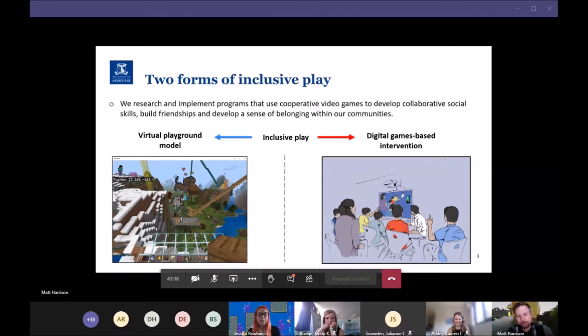So we have pretty much two main forms of inclusive play that use cooperative video games to develop collaborative social skills, facilitate friendships, and foster a sense of belonging. The first of these is the virtual playground model, which is a more free play creative type activity. And then digital games-based intervention is the other one, which is a more structured, more explicit teaching method.